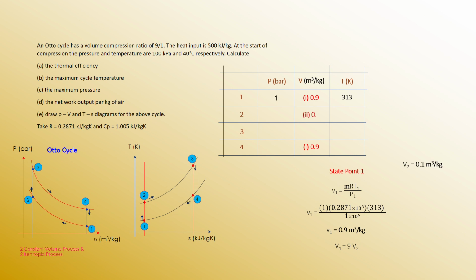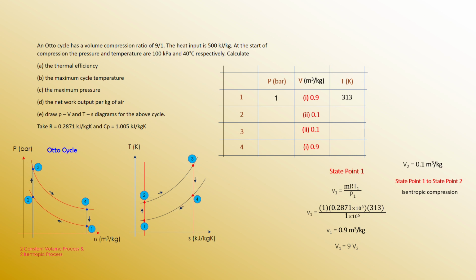So once you have got your V2, fill it into the table, 0.1. And from 2 to 3, we know that the volume is the same also. It's a constant volume process. So you can fill up 0.1 for V3 as well. Then from state point 1 to 2, we have to find out the rest of the properties, that is the pressure and temperature at point 2, then the temperature and pressure at point 3, and then the temperature and pressure at point 4.